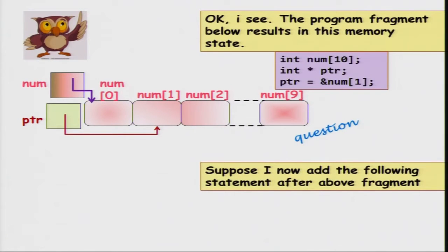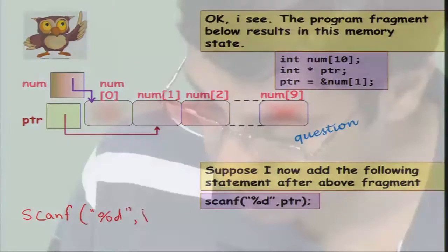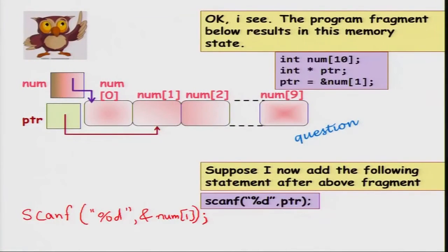Now, suppose I add one more statement after all these three statements. I say scanf %d ptr. Okay. Now, earlier when we declared an array and we read into an array directly, I said that you can do the following. I can write scanf %d and num1. Okay. So, this will store whatever the user inputs into the first array using the AND operator.